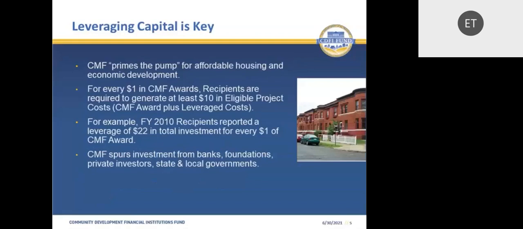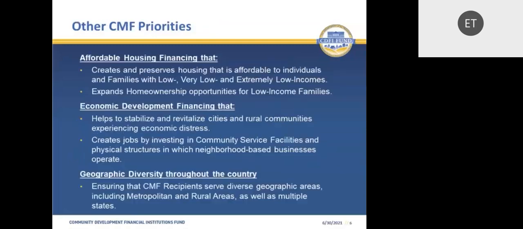So a key element of the CMF program is what we call leveraging capital. We like to say that CMF primes the pump for affordable housing and economic development. For every $1 in CMF awards, recipients are required to generate at least $10 in eligible project costs, CMF award plus leverage costs. For example, FY 2010 recipients reported leveraging $22 in total investment for every $1 of a CMF award. However, all you need to hit to be competitive and be in compliance with the program rules is that 10 to 1. So CMF spurs investments from banks, foundations, private investors, as well as state and local governments.